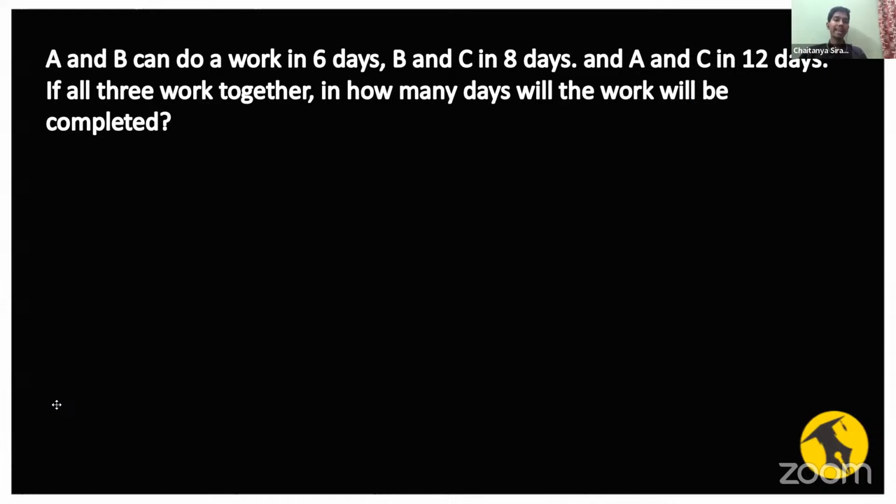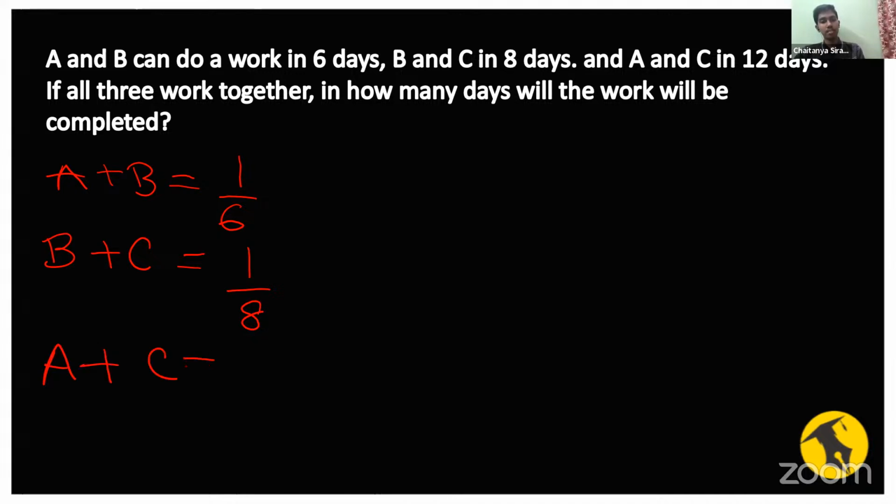A and B can do a work in 6 days, B and C in 8 days, and A and C in 12 days. So I can say A plus B, the combined efficiency is 1 by 6. B plus C, combined efficiency is 1 upon 8. And A plus C, combined efficiency is 1 by 12. The question asks, if all three work together, in how many days will the work be completed? Now this is a very simple linear equation problem. You just add all three.